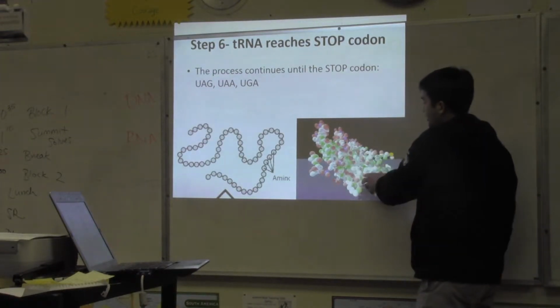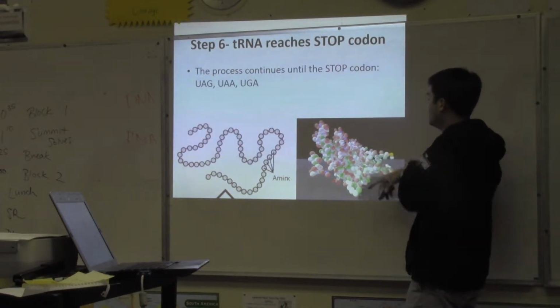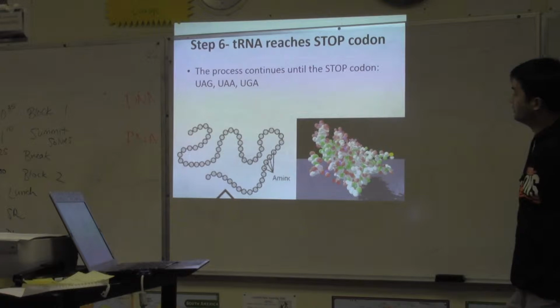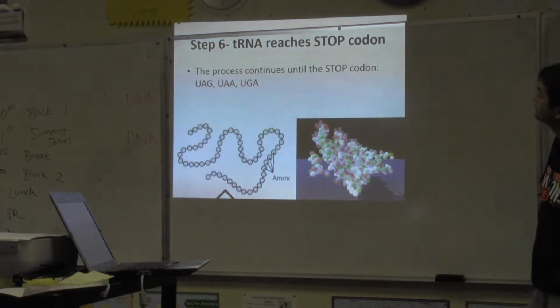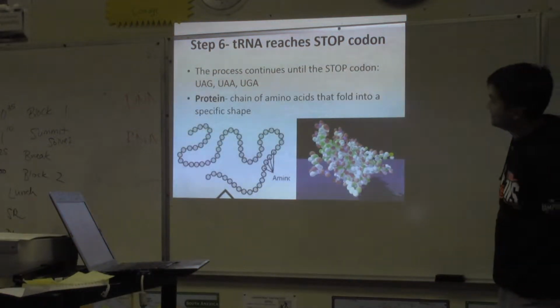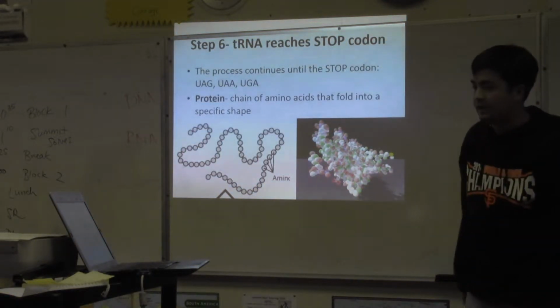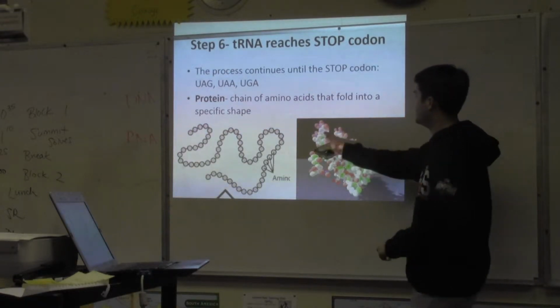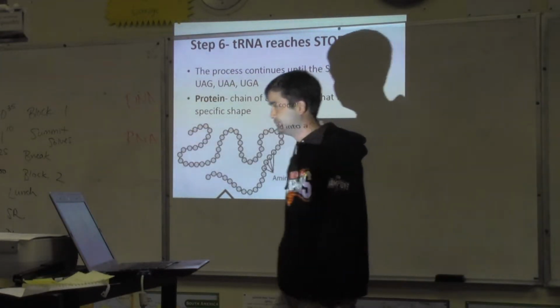And here's a finished product of our protein. It's kind of all folded up, but this is what a protein might look like. All right. And a protein is basically just that chain of amino acids. And they can be folded into a very specific shape, which is this one right here.